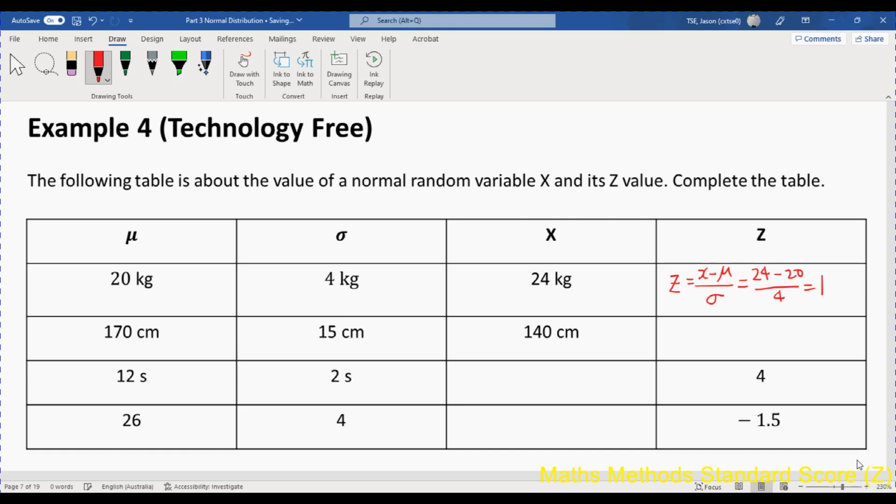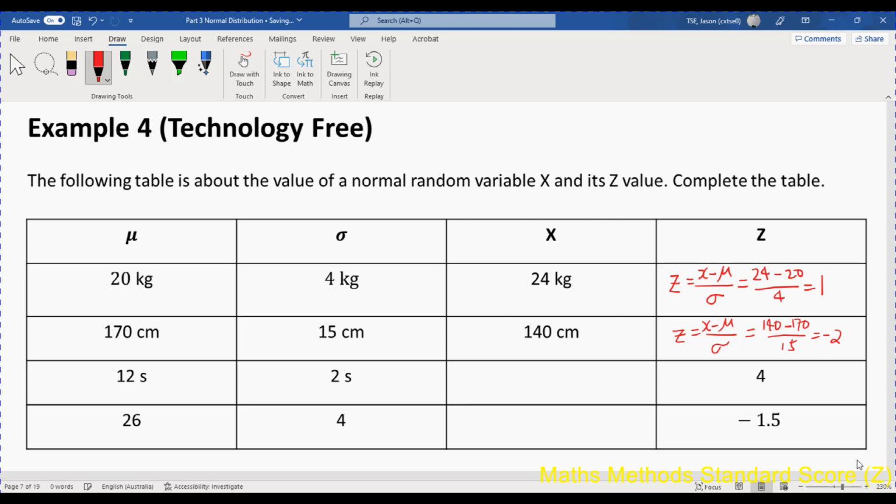For the second one, it looks like the height of adults, right? The mean is 170 centimeters and the standard deviation is 15 centimeters, and x is 140 centimeters. So that x value is less than the mean. Again, use the same formula: 140 minus 170, divided by 15. So that becomes minus 2. So you see, whenever it's less than the mean, it must be negative.